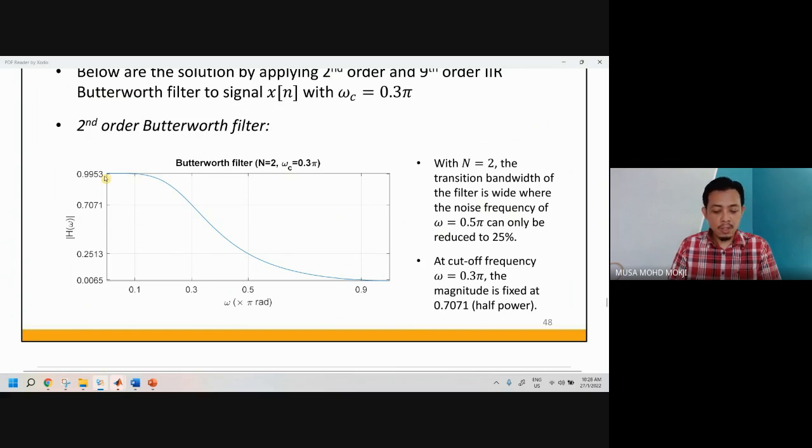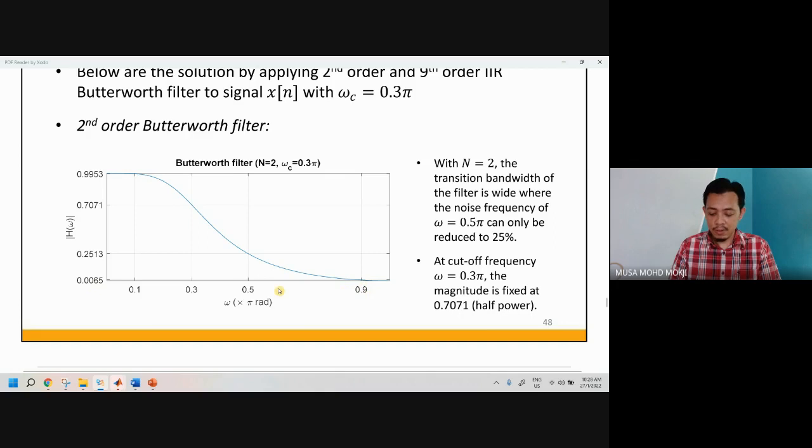So the magnitude is 0.9953. So it will not be 100% preserved, but it will just reduce a bit. Okay, maybe not that significant. So still good, still very good. 0.9 also very good because we want to remove this. So it is at 0.0065.